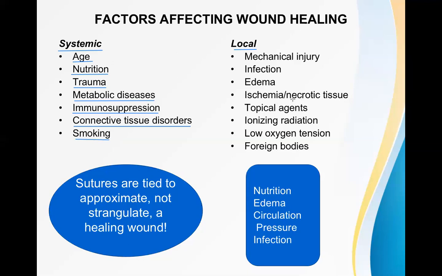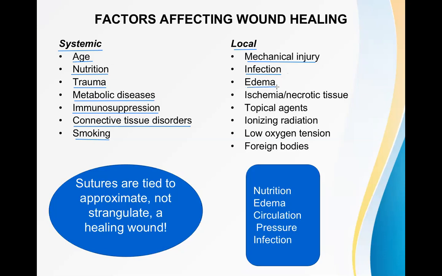Now let's go to the local factors, even more important. Mechanical injury. What type of mechanical injury? For example, laceration takes a longer time to heal, compared with a clean cut wound. Infection always takes longer time to heal. Until and unless the infection is clear, wound is never going to heal. So what is our job? First, we need to treat the infection, give antibiotic, do dressing, settle that infection first, and then only wound will heal.